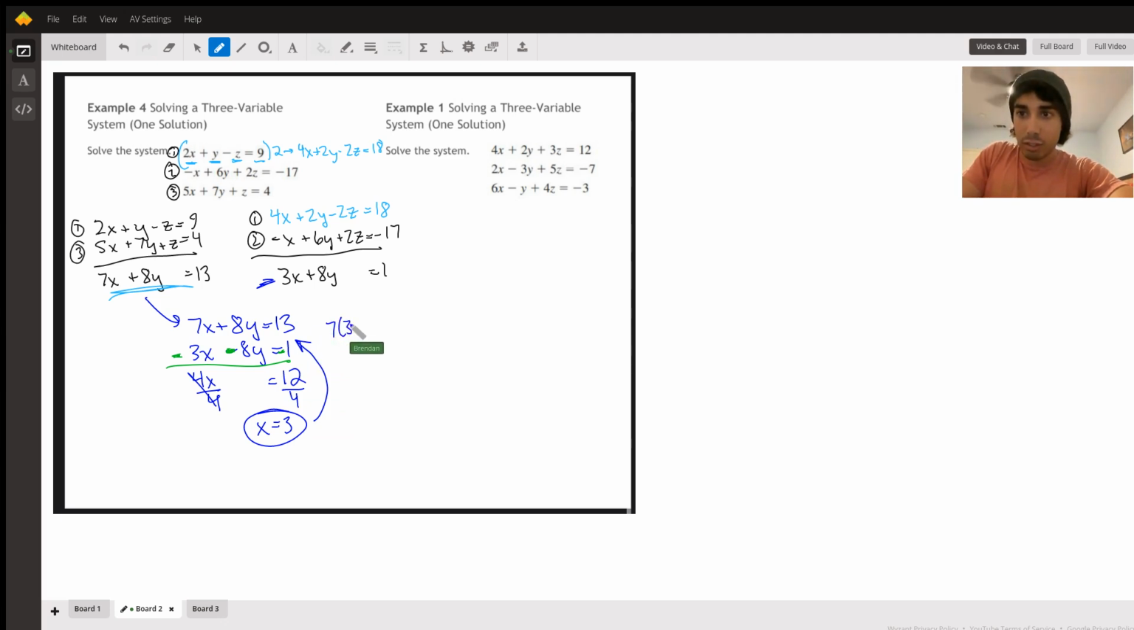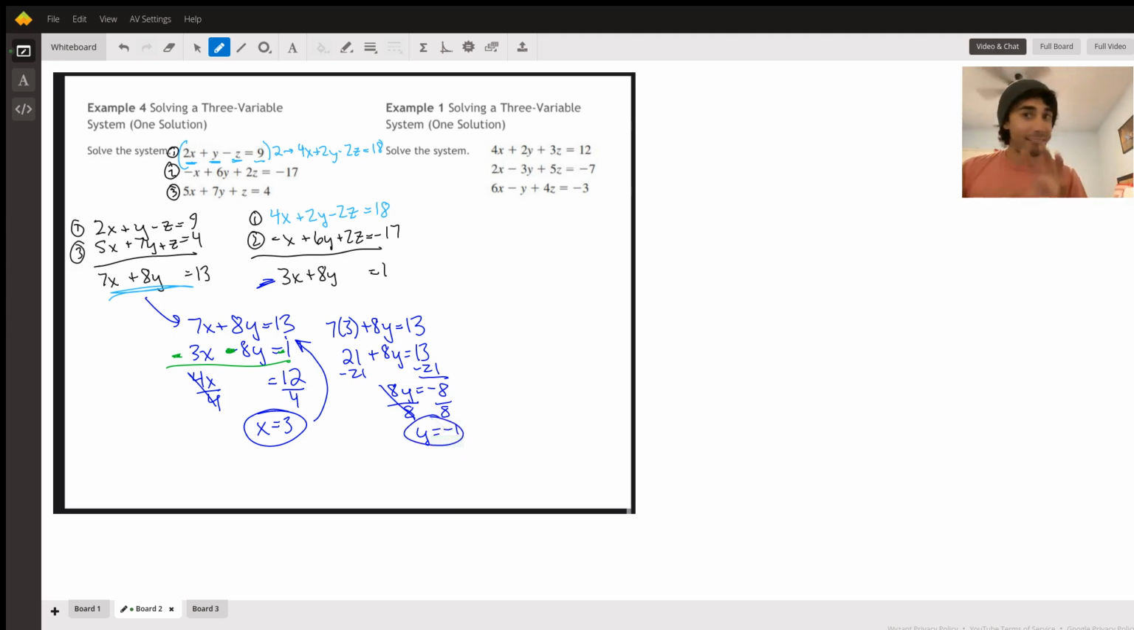We're going to plug that back in, and we're going to find y. So 7 times 3 plus 8y equals 13. I'm just plugging into my first one. I've got 21 plus 8y equals 13. Subtract 21 on both sides. I've got 8y equals -8. And then we'll divide by 8, and you're going to get y equals -1.